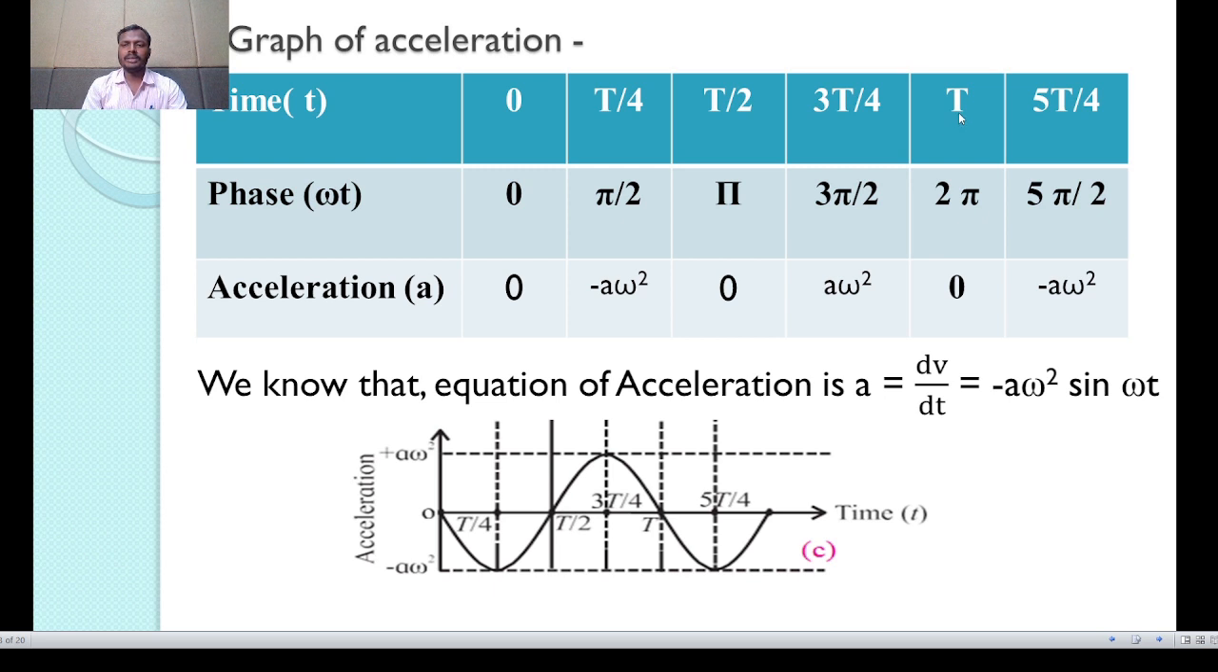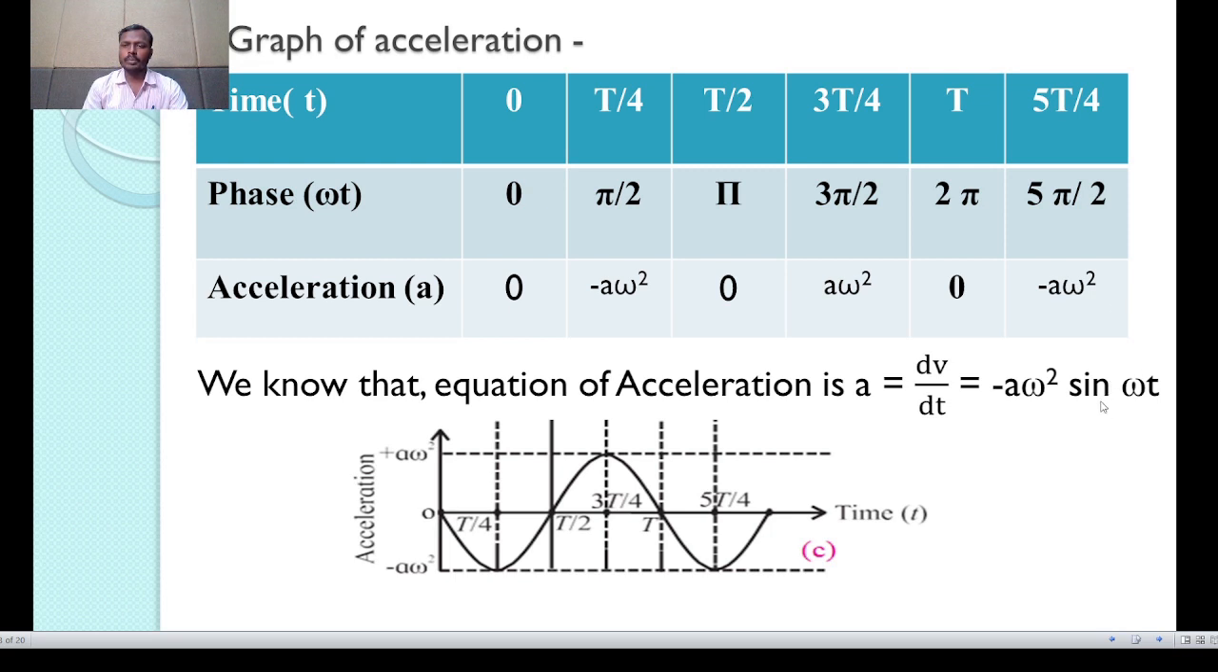Now the next, when the time is capital T, the phase becomes 2π, sin 2π is 0, 0 multiplied by minus a omega square is 0, that is acceleration is 0. That is, when the time is capital T, acceleration becomes 0. The point is here. Now the next, when the time is 5T divided by 4, the phase becomes 5π divided by 2.